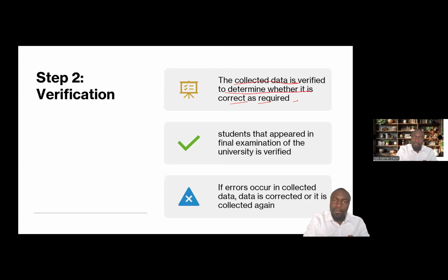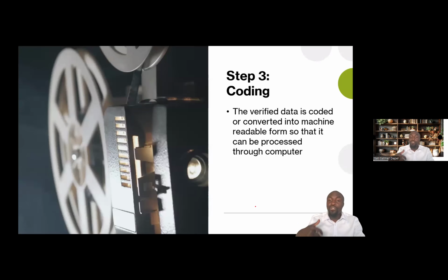Scanners and cameras give you images, and it confirms or verifies that that is so. Microphone, you take in voice, and you confirm that that is so. You understand? So that is the verification. Now, if errors occurred in collected data, data is corrected or it is collected again. And all that is done at the input stage.